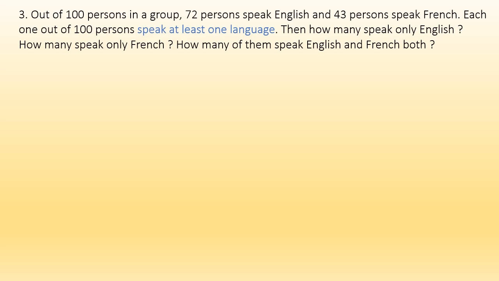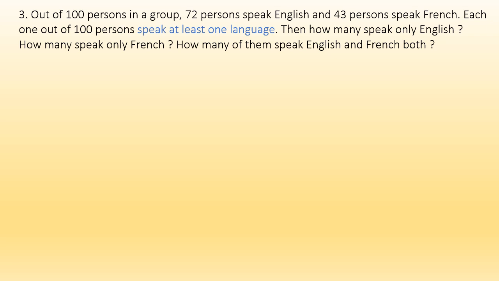Let's read the question. Out of 100 persons in a group, 72% speak English and 43% speak French. Each one out of 100 speak at least one language. Then now we have to find out how many speak only English, how many speak only French, how many of them speak English and French both. Now this is the question.